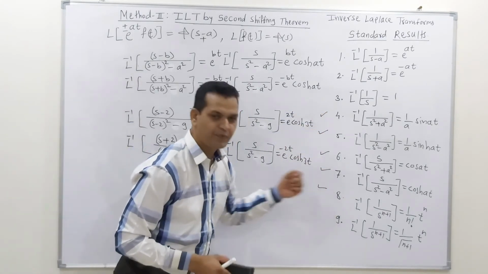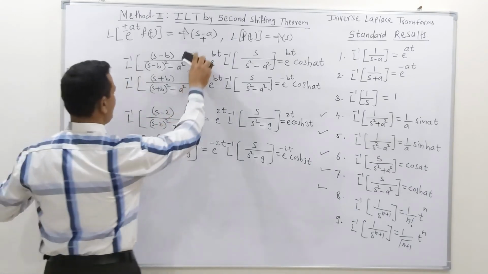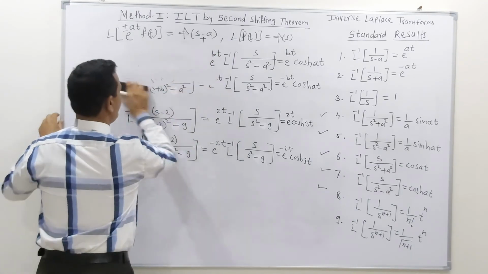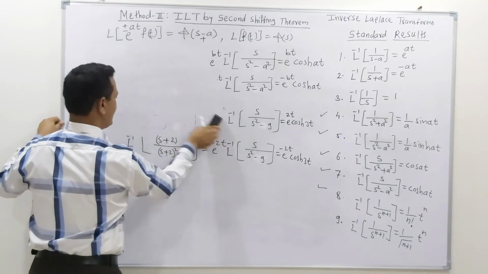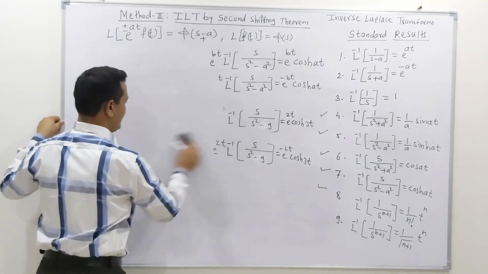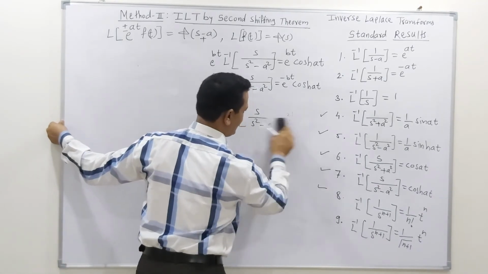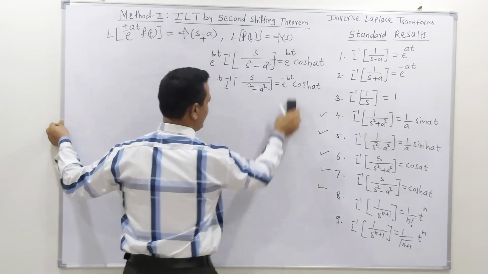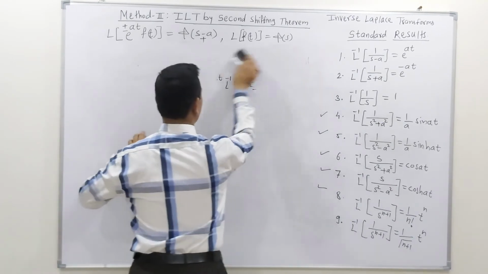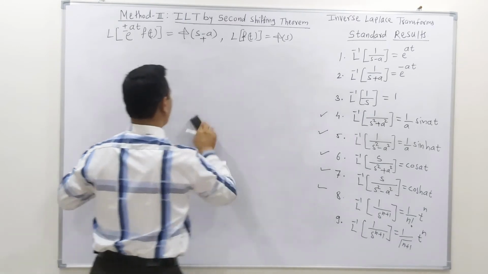Now let's discuss result number 8. Again this result number 8 is simple, so we can easily solve examples based on this result number 8. So now take a simple example.